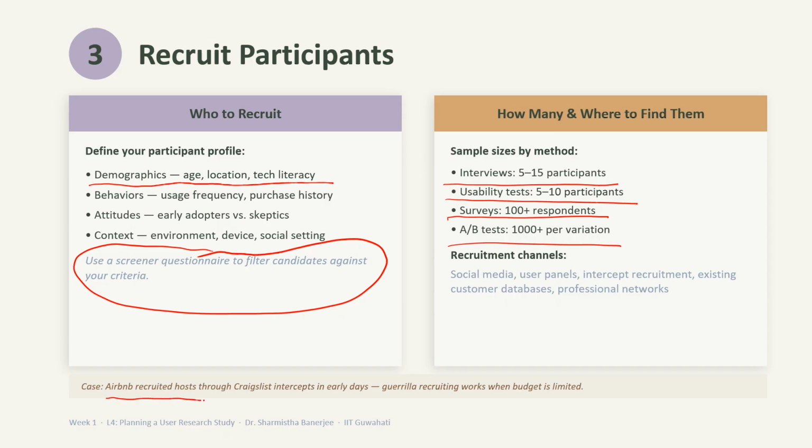So Airbnb recruited their hosts through Craigslist in their early days, and then they also did this guerrilla recruiting when budget was limited for them.